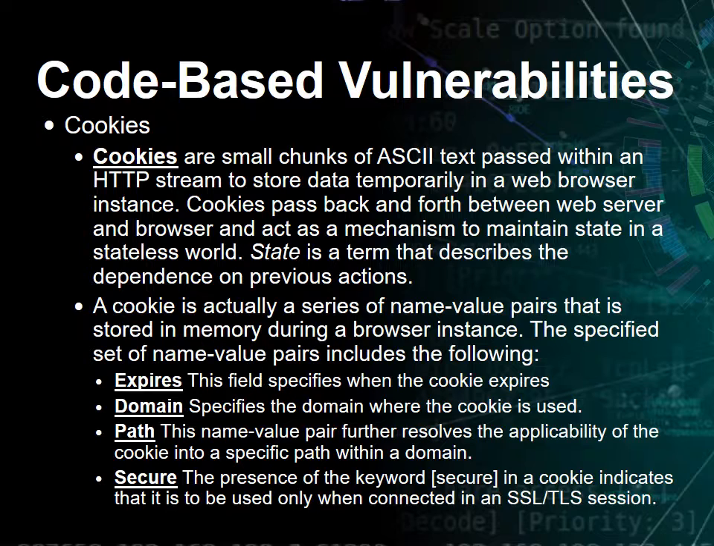Expires: the field specifies when the cookie expires. Domain specifies the domain where the cookie is used. Path: this name-value pair further resolves the applicability of the cookie to a specific path within a domain. Secure: the presence of the word secure in a cookie indicates that it will be used only when connected in an SSL/TLS session.